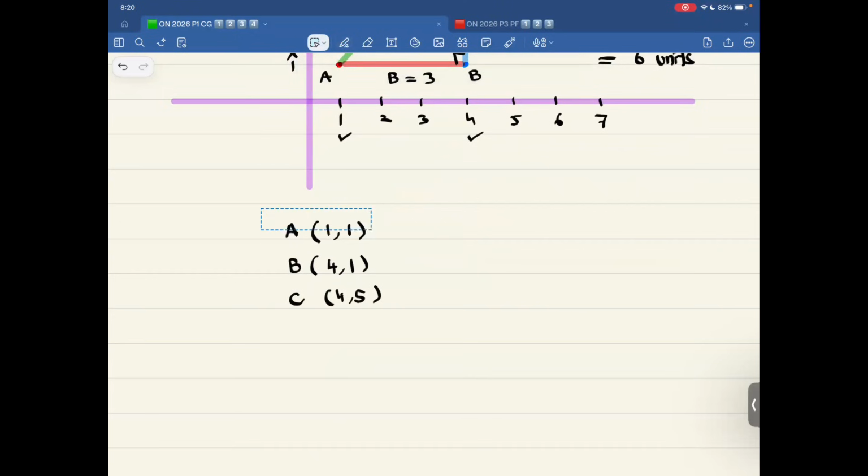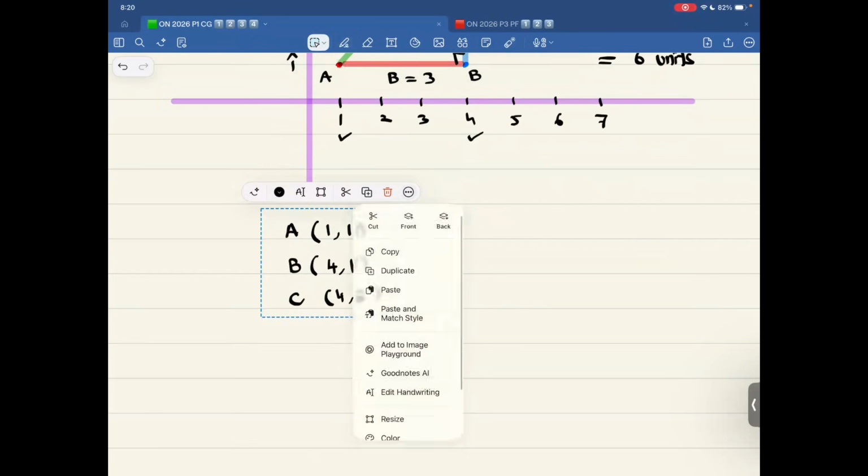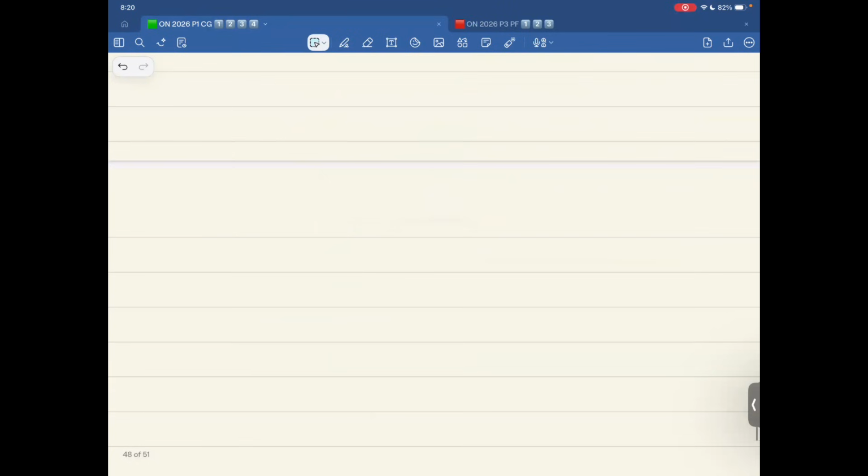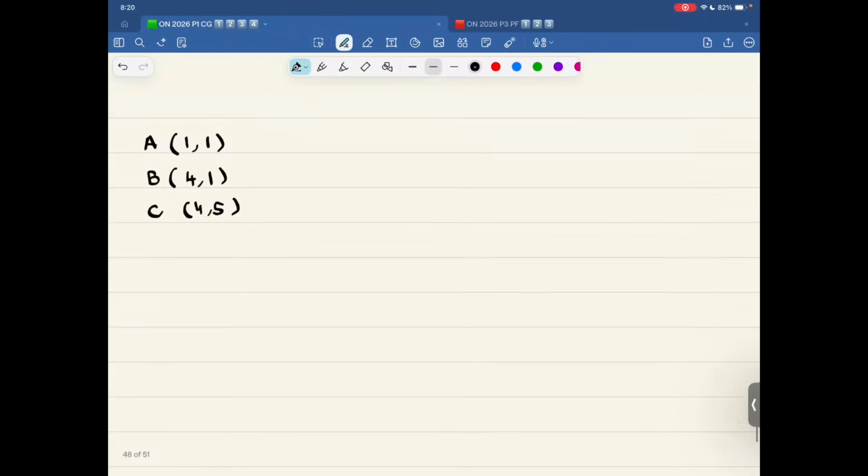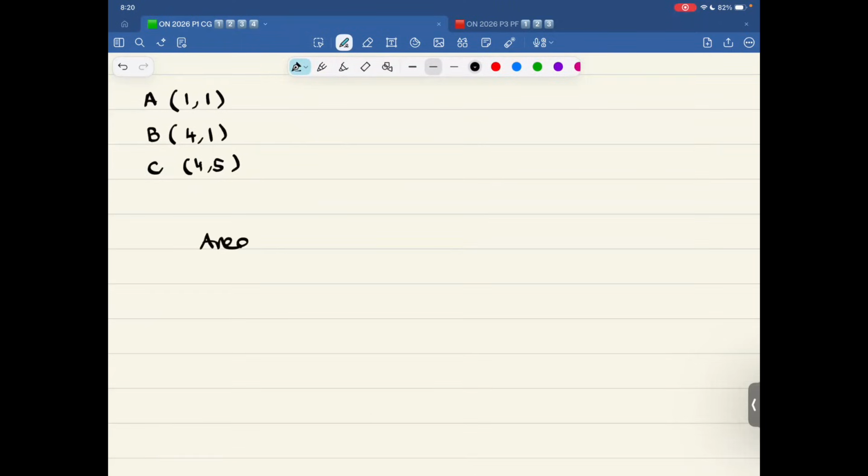Now let me just copy this and take it to the next page. Let me introduce you to a new formula. The new formula is this: area of triangle, that is half. Let me draw a matrix kind of a thing, and let me write the first coordinate, which is 1, 1.